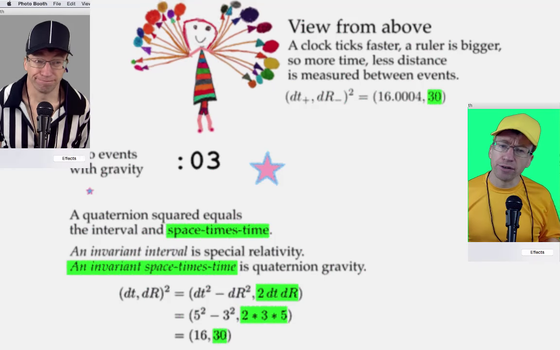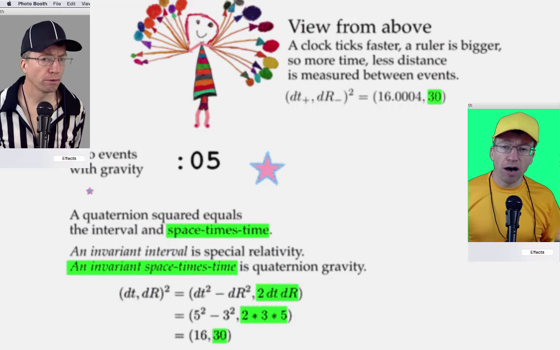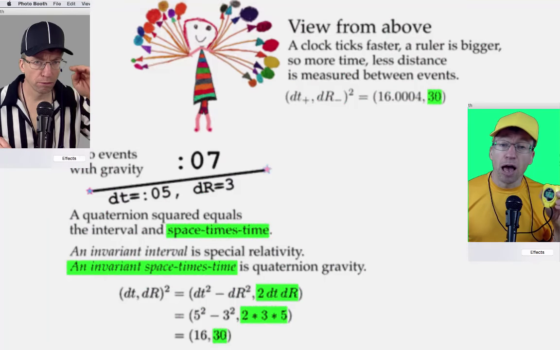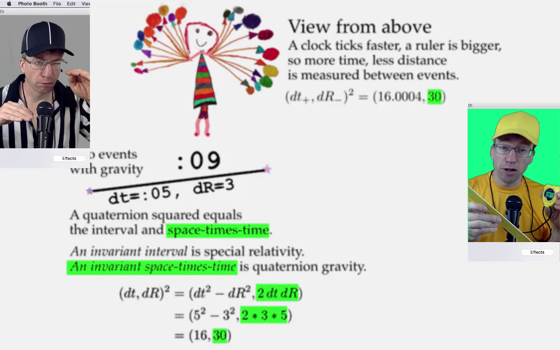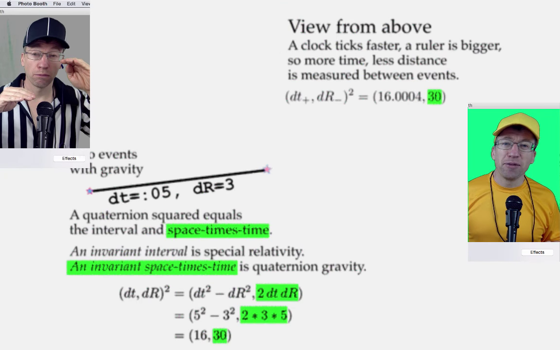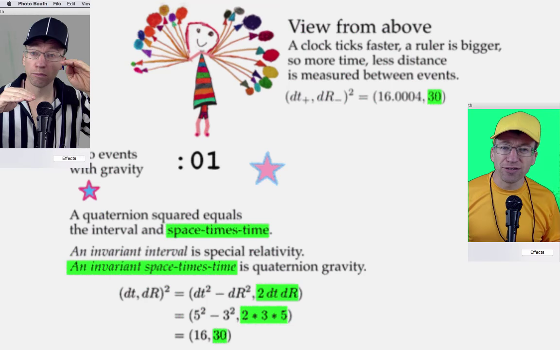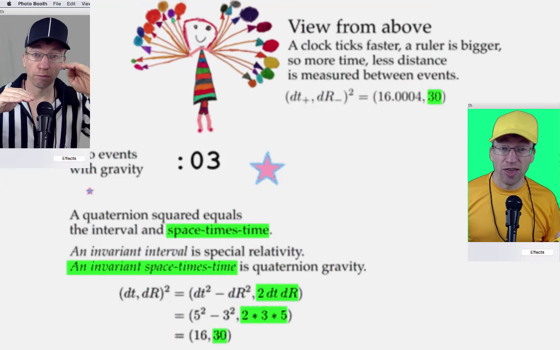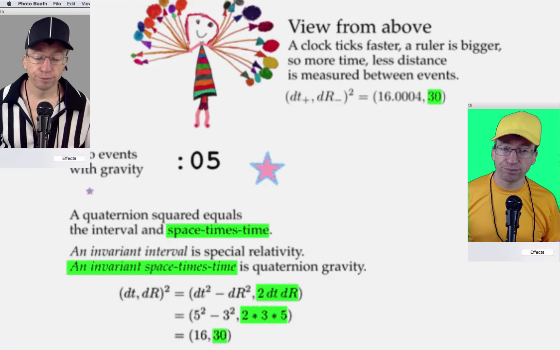But what about the interval? Well, that's made up of a larger number minus a smaller number. So minus times a minus is okay. So the result is an interval that is actually larger than the reference observer.